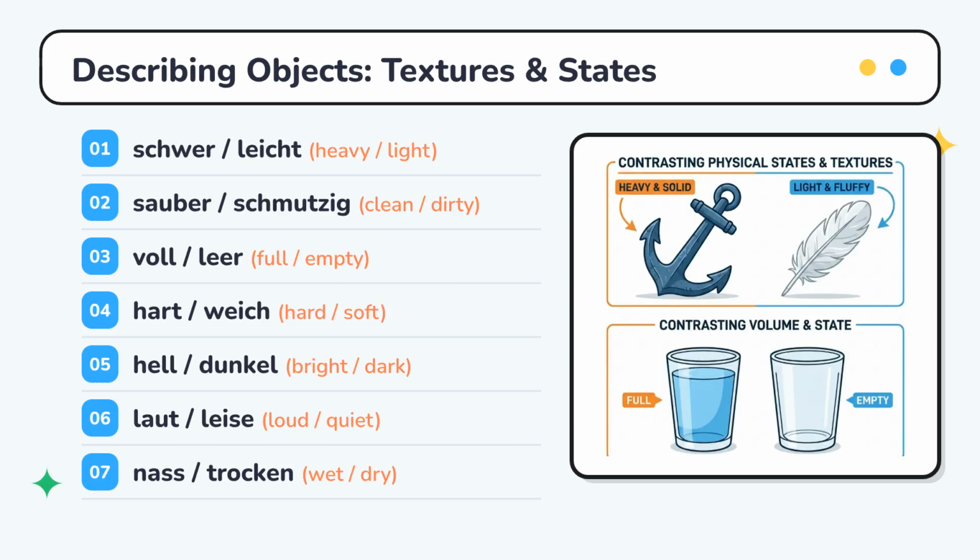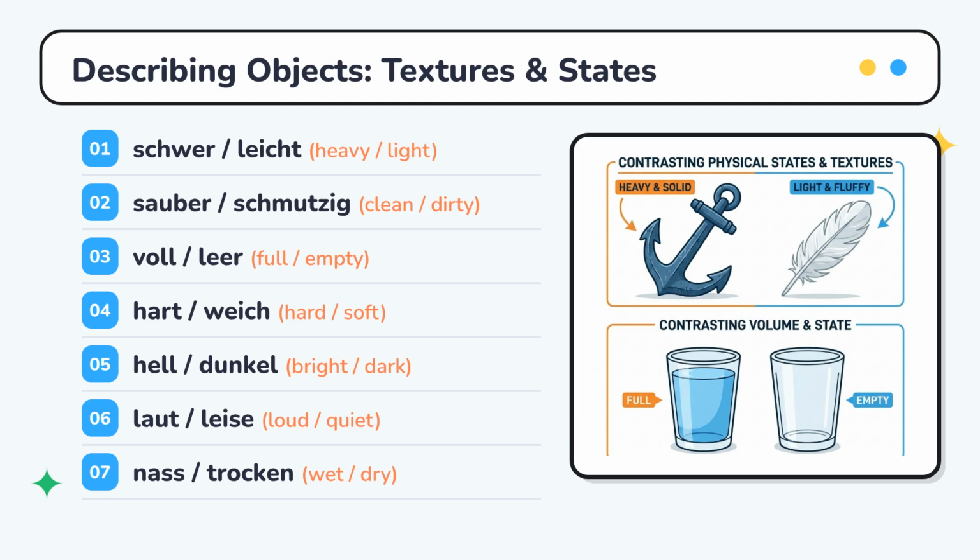Sticking with objects, let's explore textures and states of being. Schwer and leicht, heavy and light. Sauber and schmutzig, clean and dirty. Voll and leer, full and empty. Hart and weich, hard and soft.